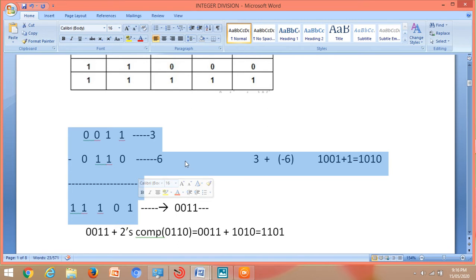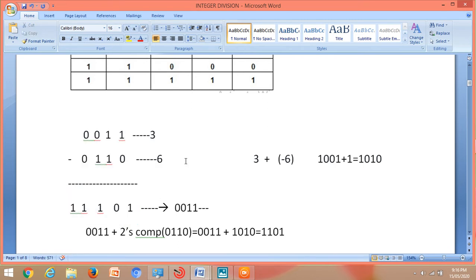Okay, so in this method, the straightforward method as per the table. So what we are doing over here, we are taking 3, we are taking 6 and we are using the subtract table to obtain the answer. So 1 minus 0 will be 1, borrow 0. 1 minus 1, 0, borrow 0. 0 minus 1, answer is 1, borrow 1.